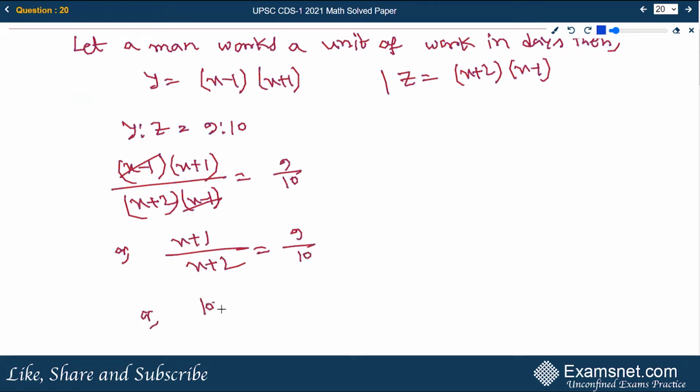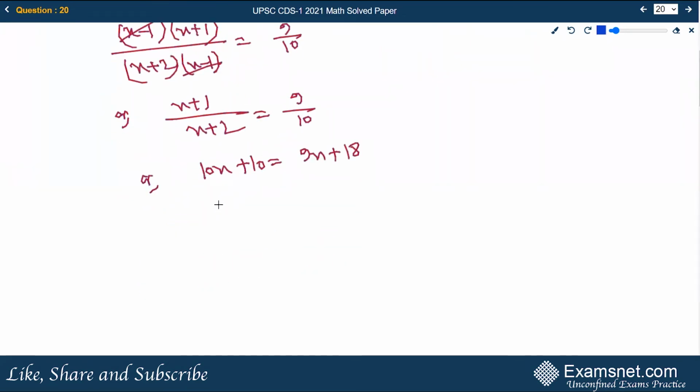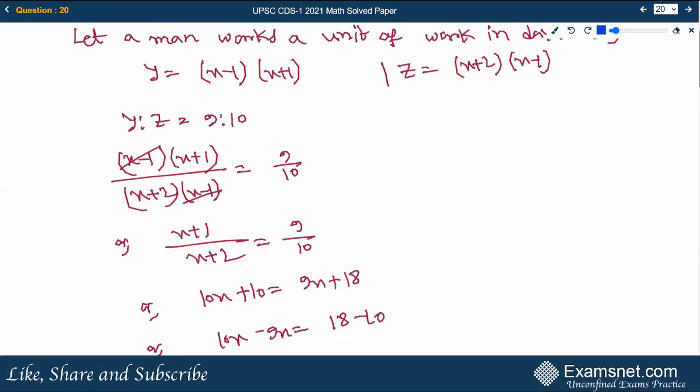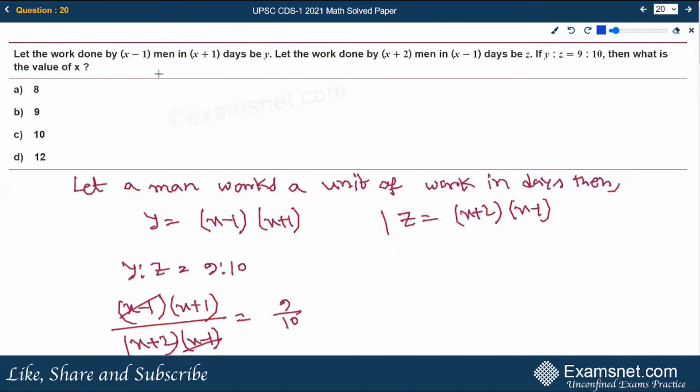Let's do the cross multiplication. 9x plus 18 equals 10x plus 10. So x equals 8. What is the value of x? That is option A, 8. A is the value.